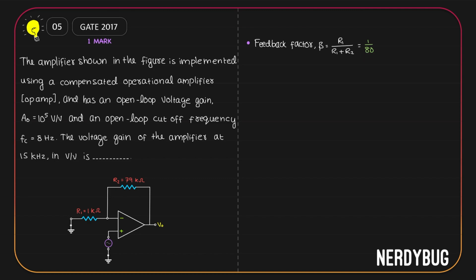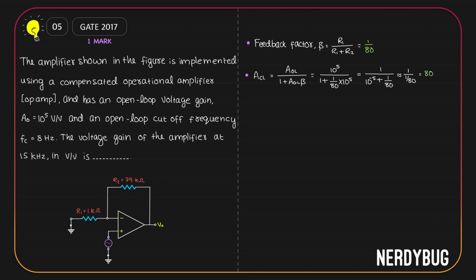Using beta, we can find the closed loop gain. Closed loop gain is open loop gain divided by 1 plus open loop gain multiplied by beta. Open loop gain is 10 to the power 5. Beta is 1 by 80. Giving the values, this is what we get. Let us divide the numerator and the denominator with 10 to the power 5. Then we get 1 divided by 10 to the power minus 5 plus 1 by 80. In the denominator, we have 10 to the power minus 5 plus 1 by 80. This is a very small number, so we can say this is approximately equal to just 1 by 80. That makes this 1 by 80 or 80.